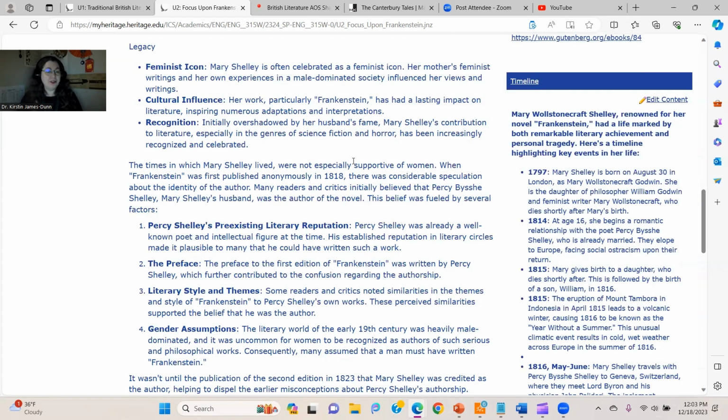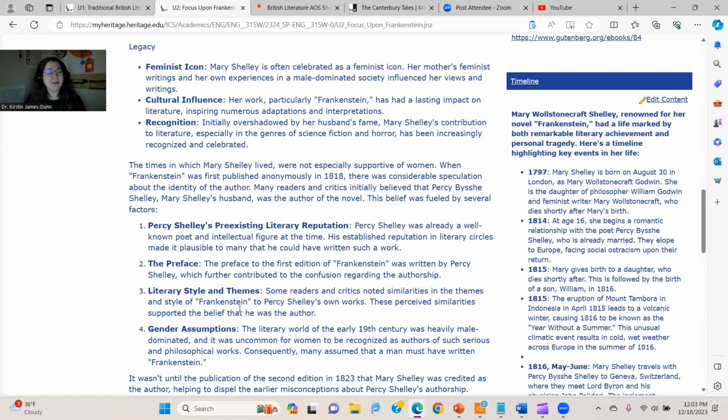When Frankenstein was first published anonymously in 1818, considerable speculation about the identity existed, but no one really thought a woman wrote it. Again, they thought that Percy Bysshe Shelley was the author of the novel because he had prefaced it. This belief was fueled by Percy Bysshe Shelley's pre-existing literary reputation. He was already a well-known poet and intellectual, established in the literary circles of the day. He wrote the preface to the first edition, which contributed to the confusion regarding authorship, literary style, and themes.